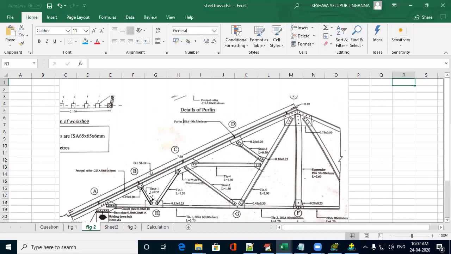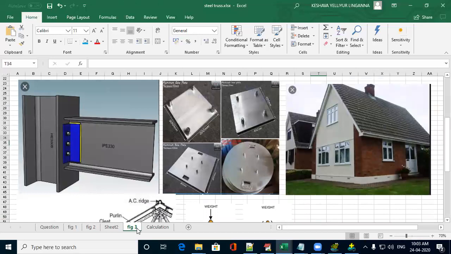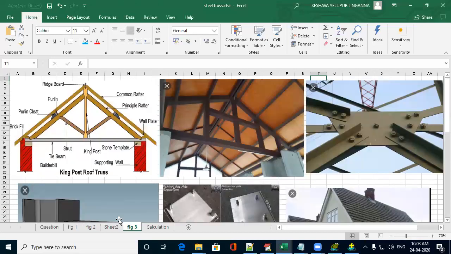Now, you can see the parts of the trusses. This part will be called as rafter. In a truss, these inclined members are called as rafters. I'll show you here. See, in this truss, these members are rafters.